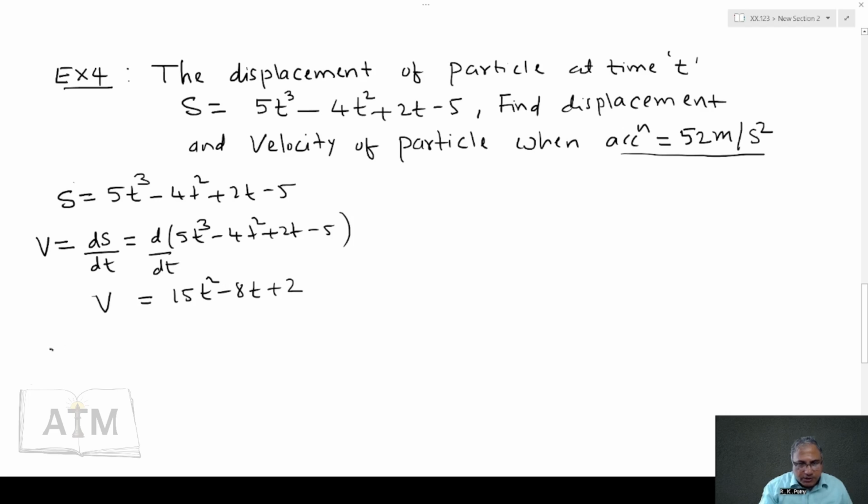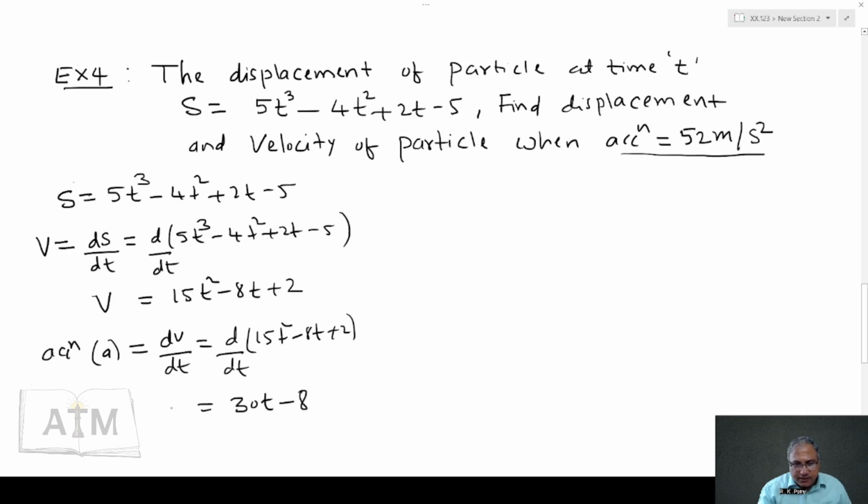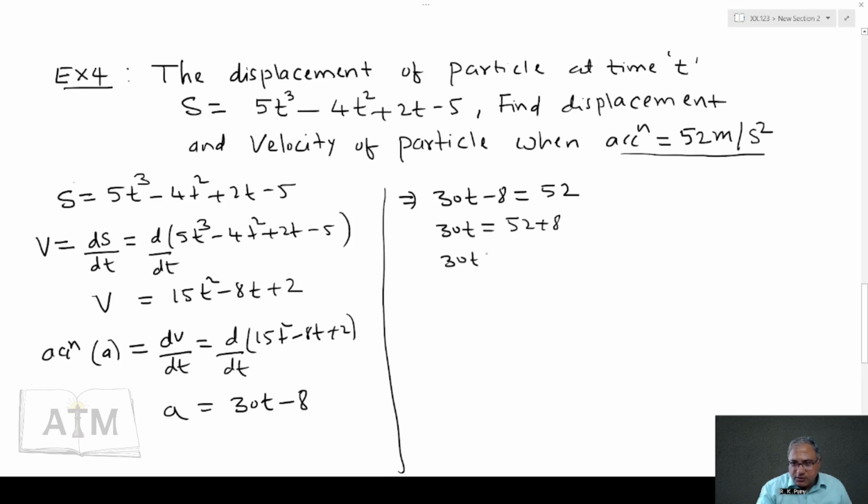This is velocity. Now acceleration a equals dv by dt. Therefore the differentiation of 15t square minus 8t plus 2 with respect to t equals 30t minus 8. That is the acceleration. And in the question, acceleration equals how much? 52 meter per second square, which implies 30t minus 8 equals 52. Therefore 30t equals 52 plus 8. Therefore 30t equals 60 and t equals 60 upon 30 equals 2 seconds.